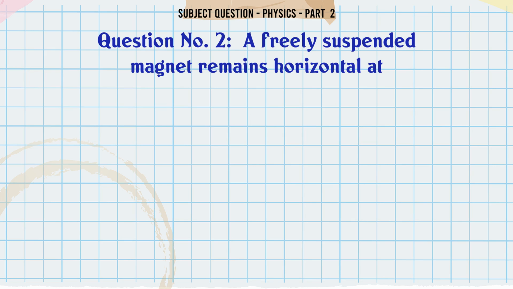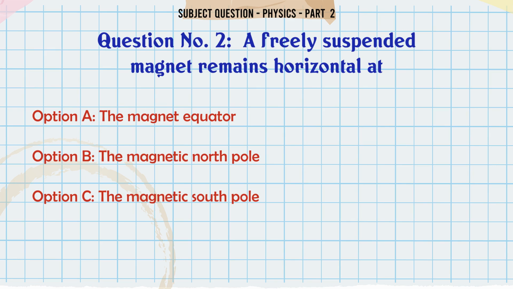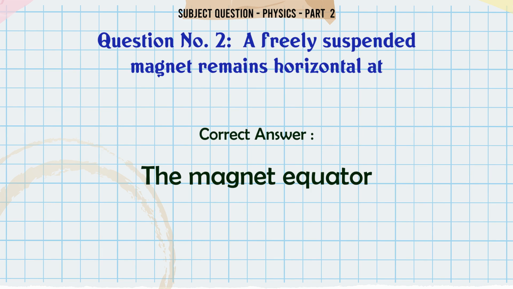A freely suspended magnet remains horizontal at: A. The magnet equator, B. The magnetic North Pole, C. The magnetic South Pole, D. The geographic pole. The correct answer is the magnet equator.